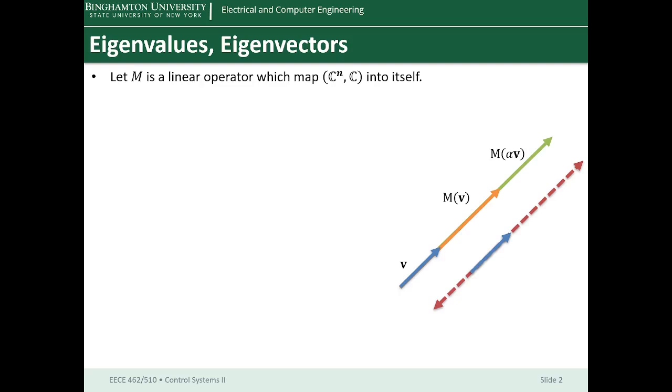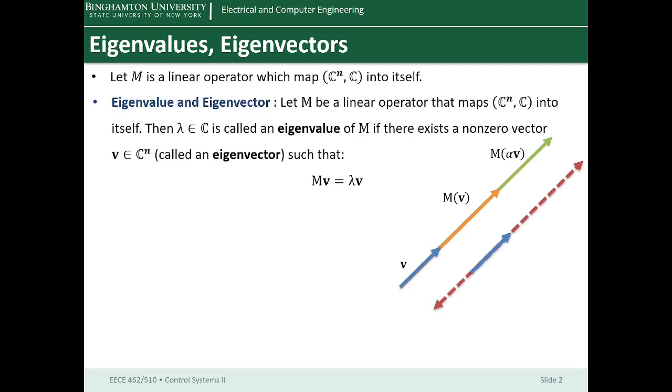Fortunately, vectors of this type do exist and we call them eigenvectors. But unfortunately, we cannot always find n linearly independent eigenvectors. That is what leads to more complex structures such as Jordan blocks. Formally, a scalar lambda in the complex field is called an eigenvalue of M if there exists a non-zero vector v in Cn such that M times v is equal to lambda times v.